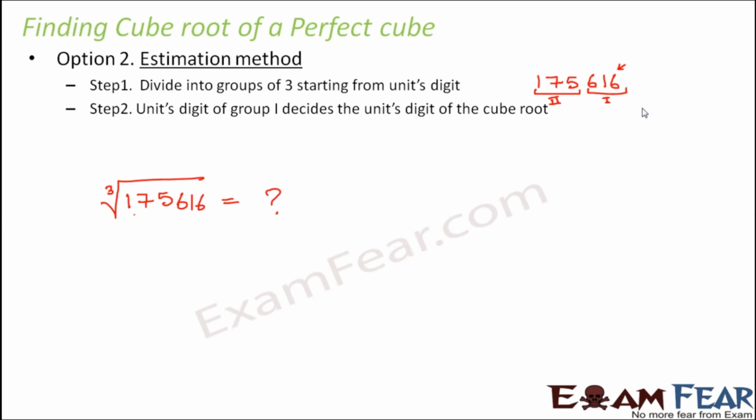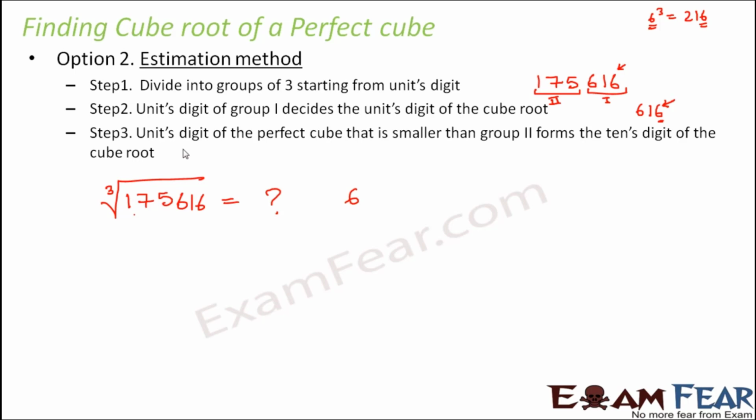So in step 2, we focus only on group 1. So here group 1 is 616. Now focus on the units digit of group 1. So the units digit is 6. Now for any number whose units digit is 6, the last digit of the cube root would be how much? We know that 6 cube is equal to 216. So any number ending with 6, its cube also ends with 6, right? So that means here the units digit is 6, therefore the units digit of the cube root would also be 6. Perfect.